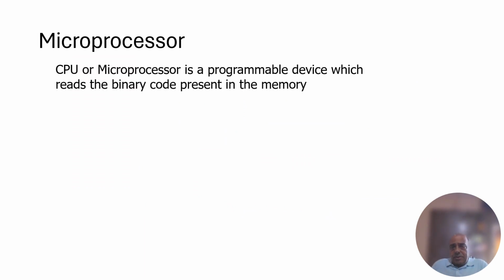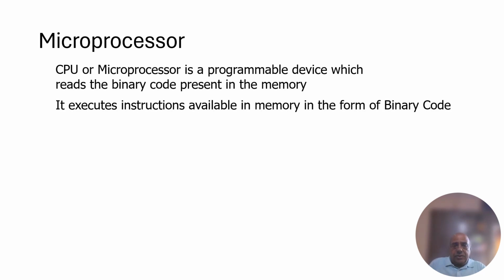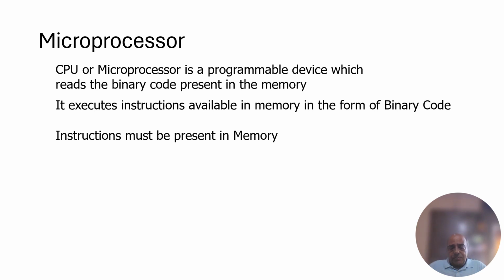What is a microprocessor? It is a programmable semiconductor device which reads the binary code present in the memory. It executes the instructions available in the memory in the form of binary code. A microprocessor can only read instructions from memory. So all the instructions which we want the microprocessor to execute are to be present in the memory.